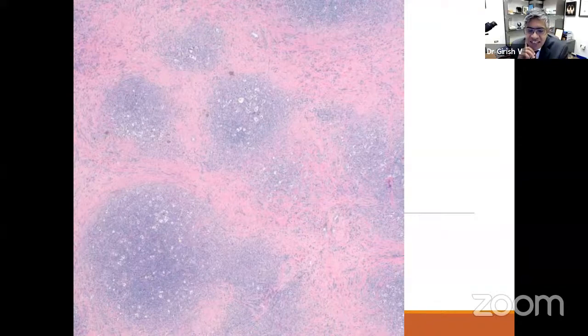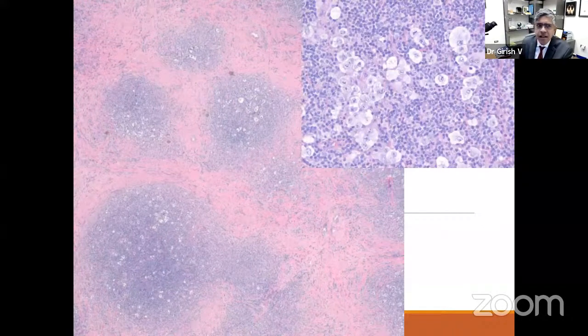So this is very easy, right? So it's low power, expansile proliferation with dissecting bands of fibrosis, and there's this moth-eaten appearance, and Shira is also confirming that it is nodular sclerosis. And these are your lacunar cells, and these lacunae are formed because of formalin fixation. It's an artifact, we know that. And the background is usually full of eosinophils, histiocytes, plasma cells, even neutrophils. So this is your typical classical Hodgkin lymphoma, the textbook picture.